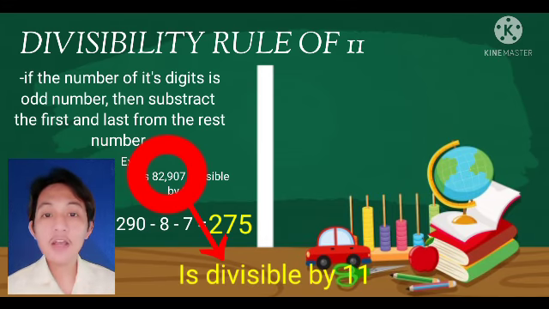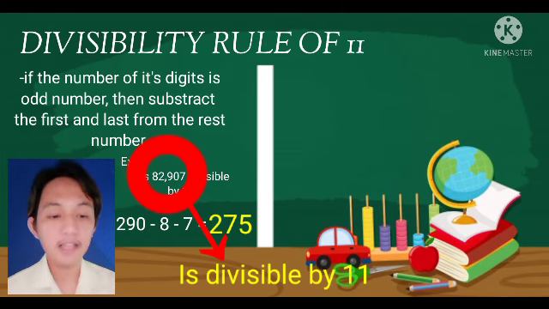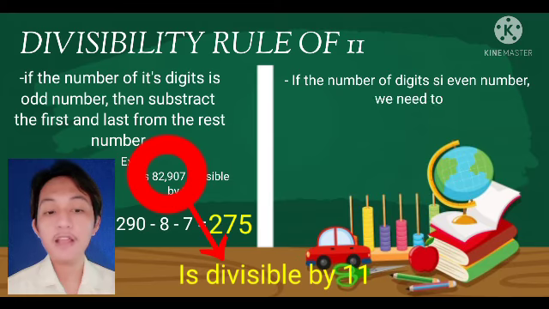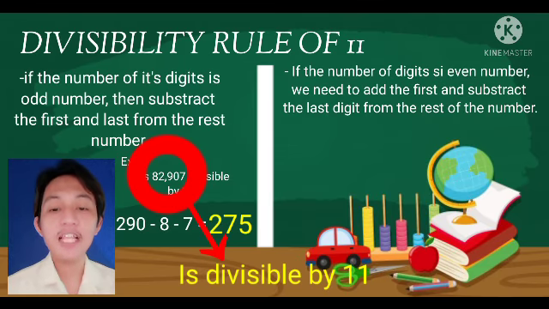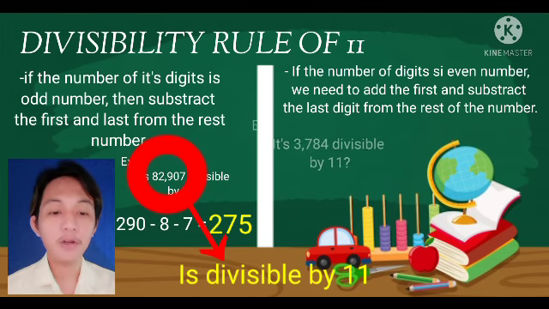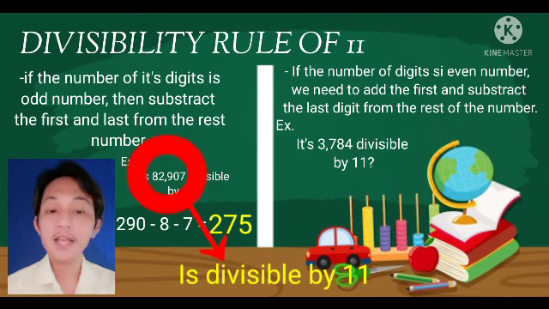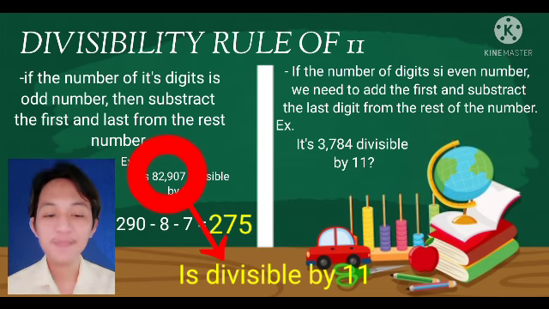And the second way of finding the divisibility rule for 11 is this. If the number of digits is even, we need to add the first digit and subtract the last digit from the rest of the number. So, for example, is 3,784 divisible by 11?